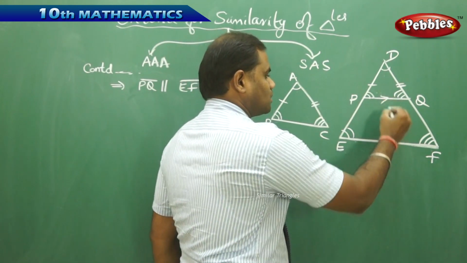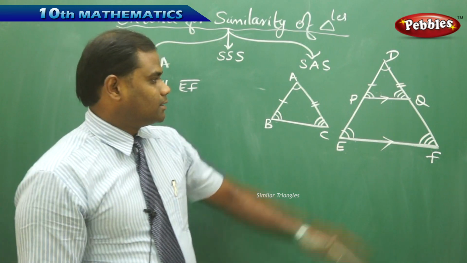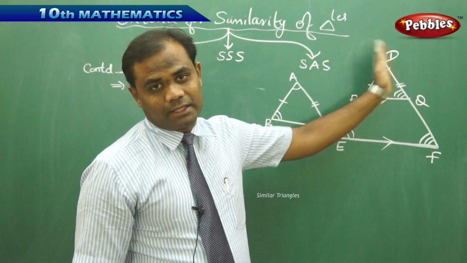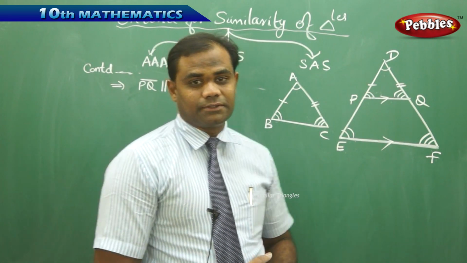Now, when these two are parallel, then by the basic proportionality theorem, if a line is parallel to the third side, then that parallel line will divide the other two sides in the same ratio, as we have seen in the basic proportionality theorem.